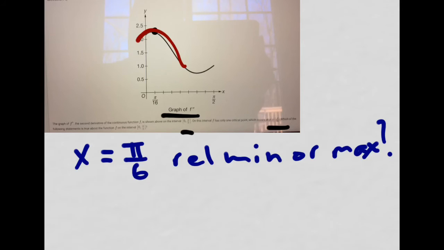And it says, which of the following statements is true about the function f on this interval? So we have to take a look at the choices. So it says that f has a relative minimum at x equals pi over 16, but not an absolute min. And then B says that it is an absolute min. C says it's a relative max. And D says it's the absolute max. So we have to determine whether it's a min or a max, and then whether it's an absolute or not.